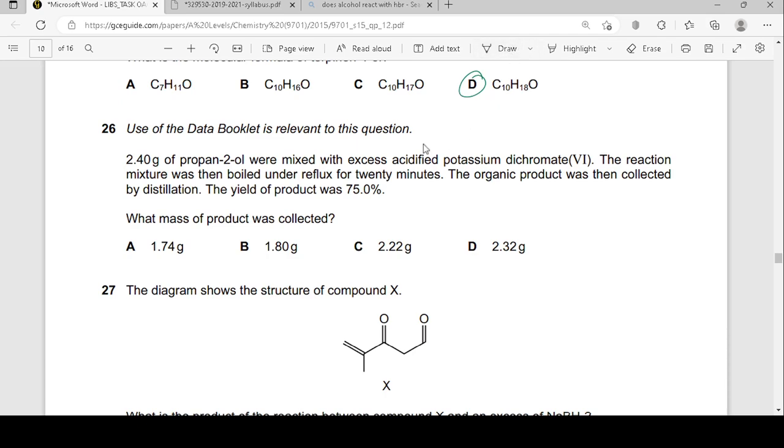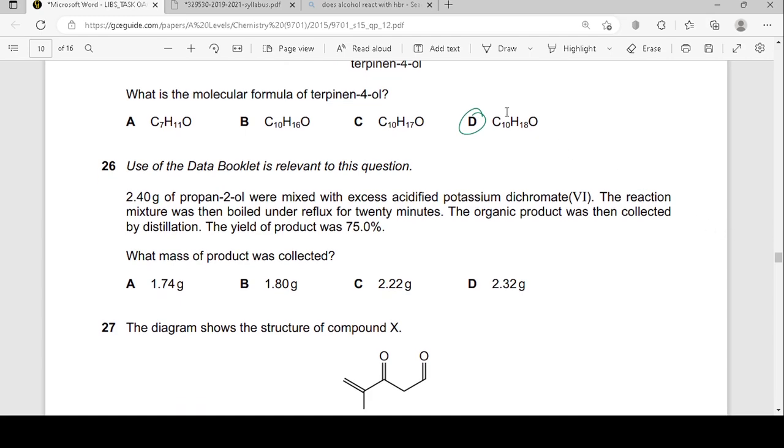This is the data booklet that is relevant to this question. Cool. So, 2.40 grams of propan-2-ol. Okay, so let's just draw this. I like to draw the skeletal formula first, because it's a visual one, and then if I need to, I can convert it to, what, I forgot all the names. Is it a condensed structural formula? Let me check. Yeah, molecular formula, structural formula, displayed formula. So I guess this is the structural formula, or you can call it condensed structural formula.